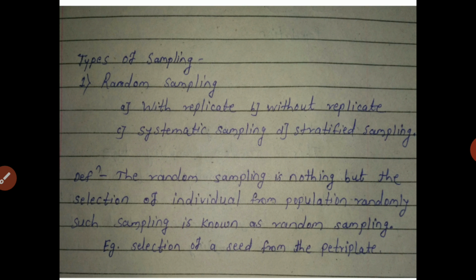Let's see the definition of random sampling. Random sampling is nothing but the selection of individuals from a population randomly. Such sampling is known as random sampling. So when we select the sample from a population randomly, this sampling is known as random sampling. An example of random sampling is the selection of a seed from a petri plate. When we select a seed from a petri plate, the selection is based on random selection. So this is random sampling.